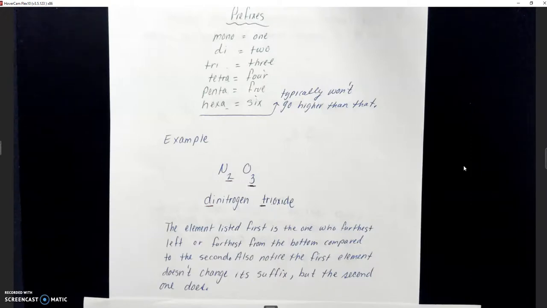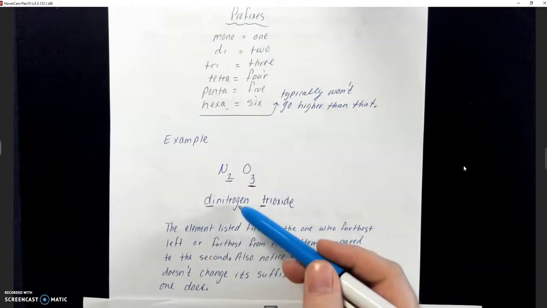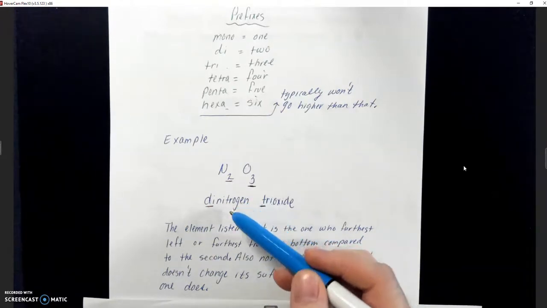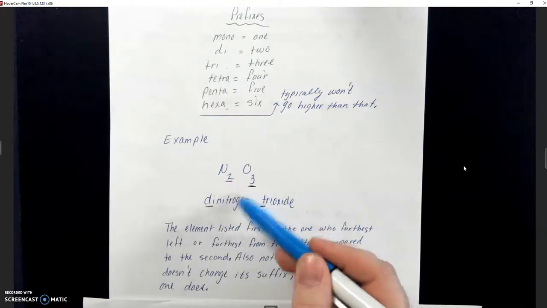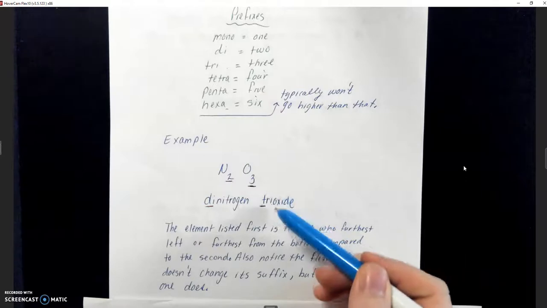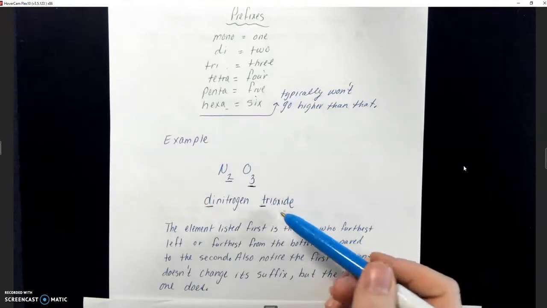Also notice the first element doesn't change its suffix, but the second does. Okay, we didn't call this dinitride, we still kept it nitrogen. Right? So whichever one is listed first, its suffix doesn't change. Only the one listed second will change its suffix. Oxygen became oxide.